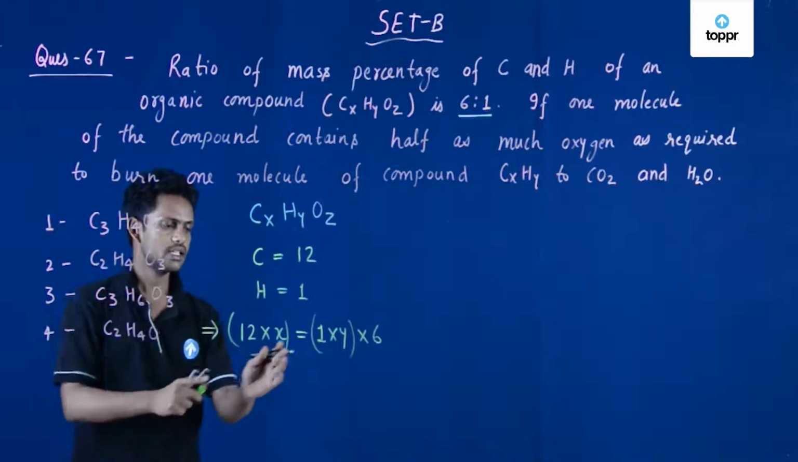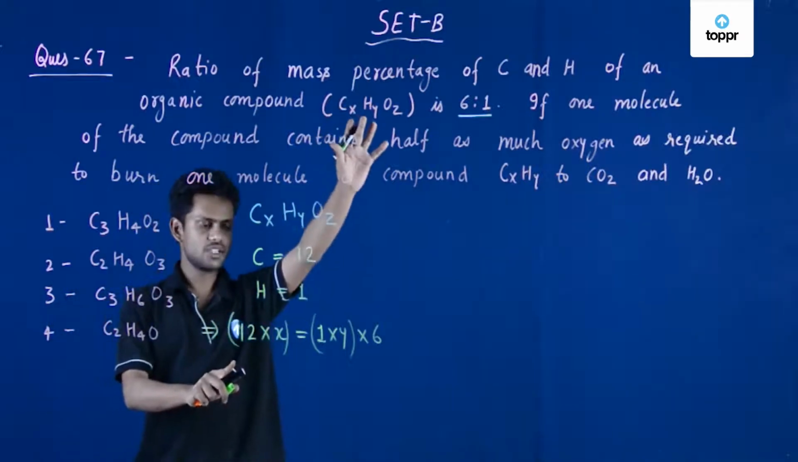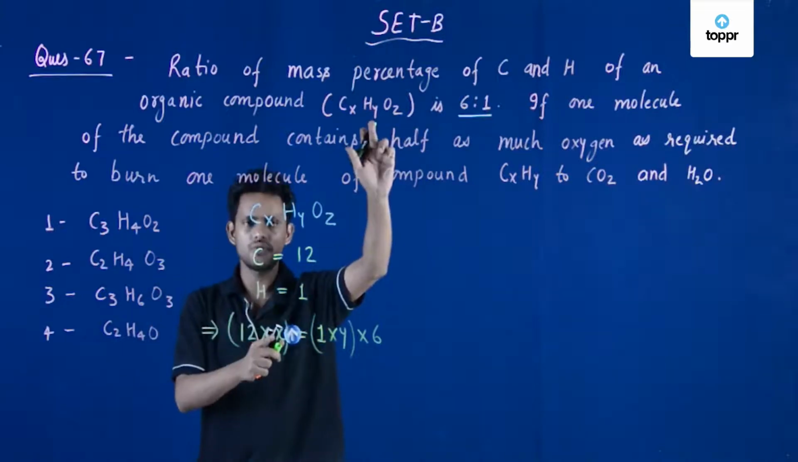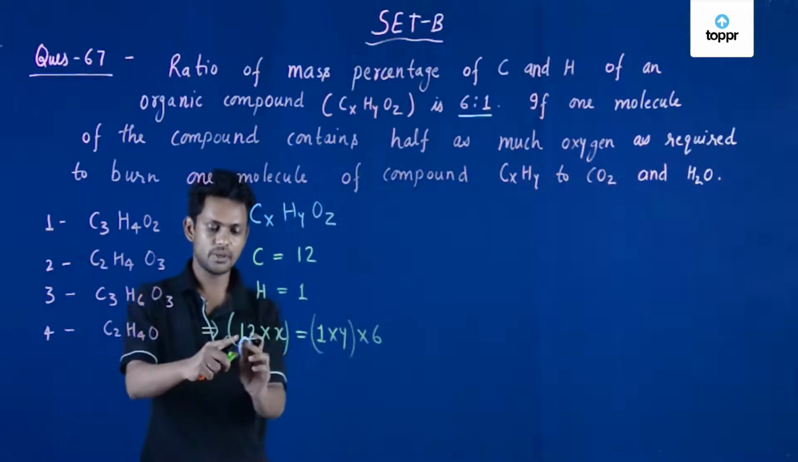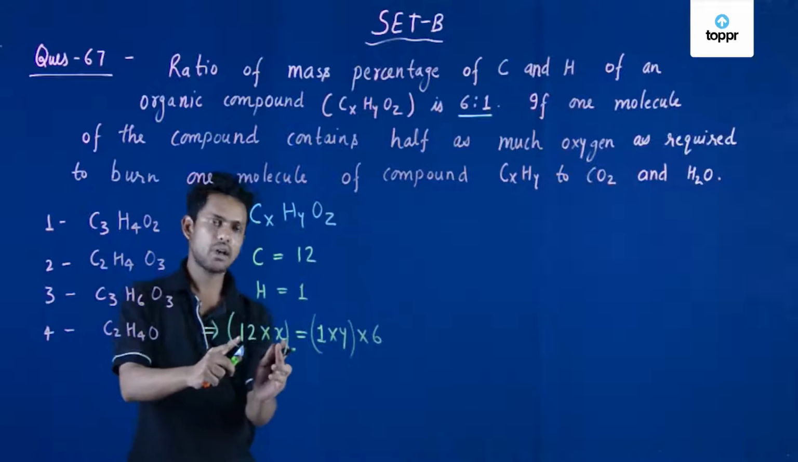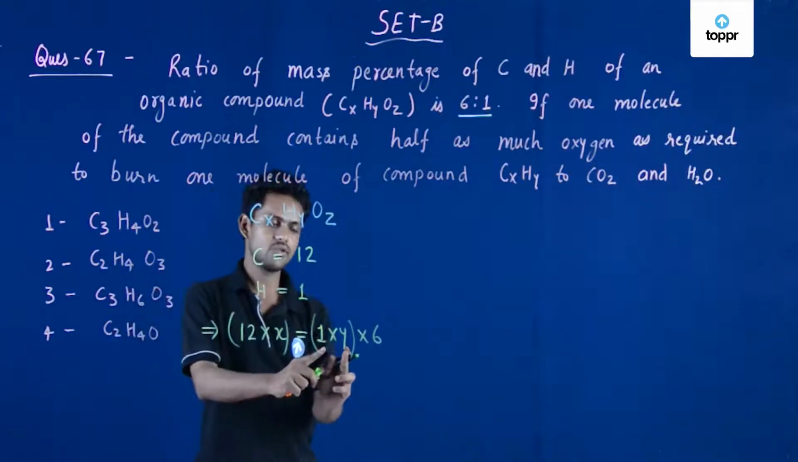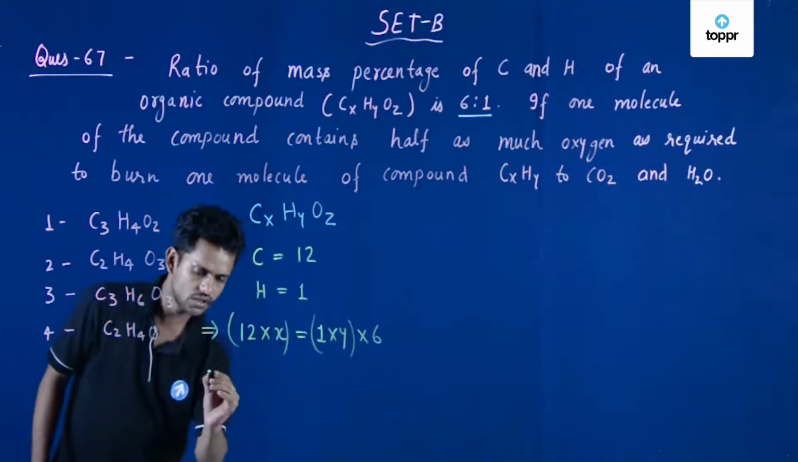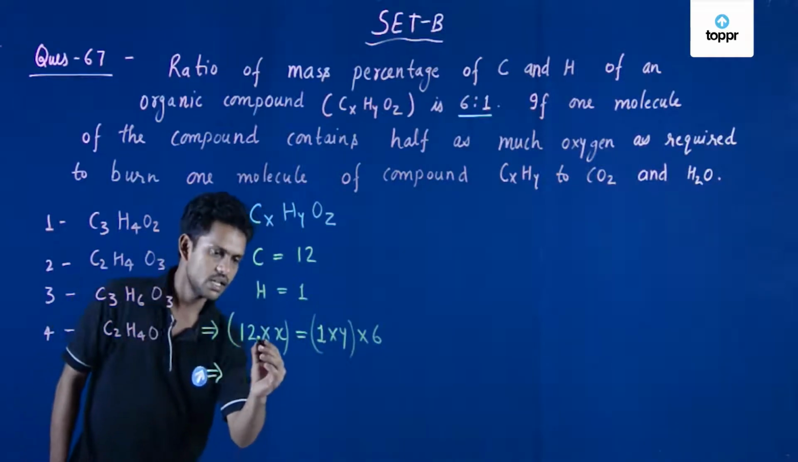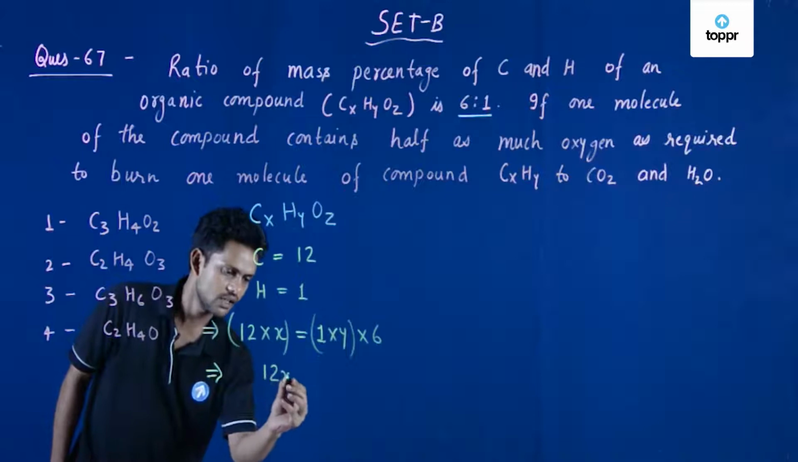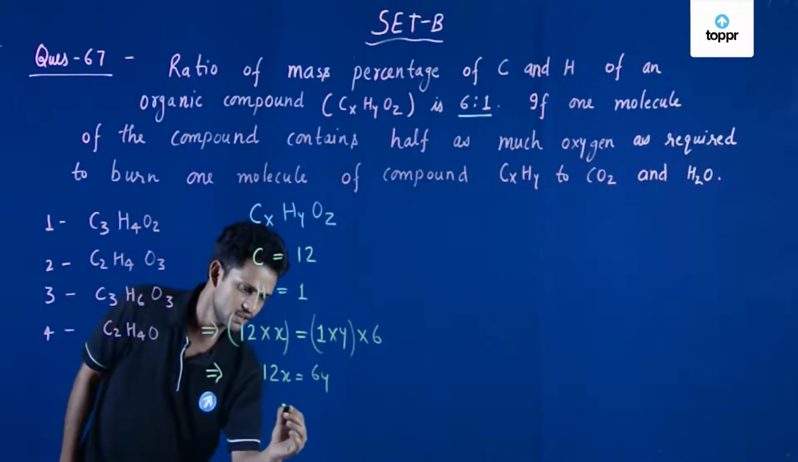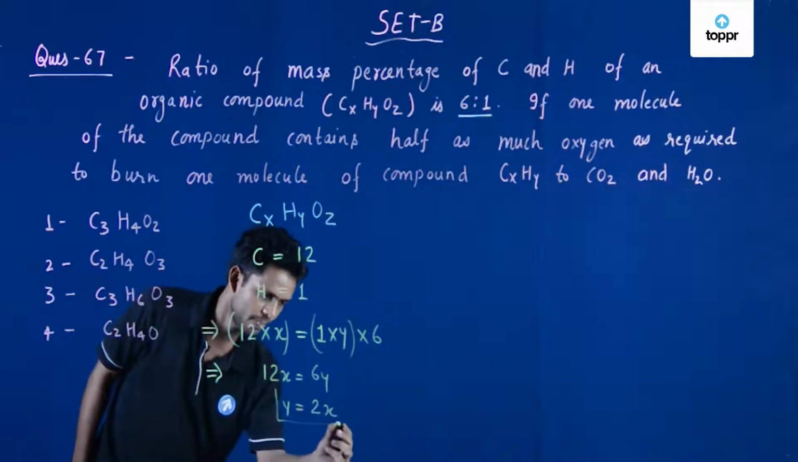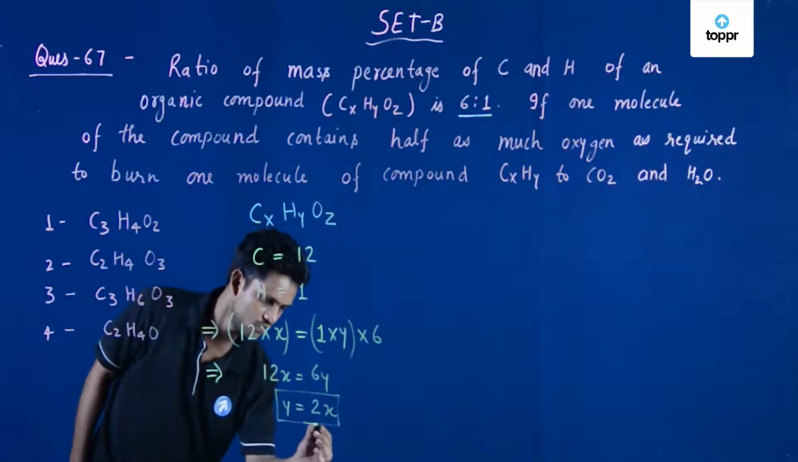This is what is given in the first information. Carbon is 6 times of hydrogen, in terms of mass, remember. So 12 into x is the mass of carbon, 1 into y is the mass of hydrogen. If we multiply hydrogen by 6, these two should become equal, right? So what we can infer from here is 12x is equal to 6y, so that means y is equal to 2x.